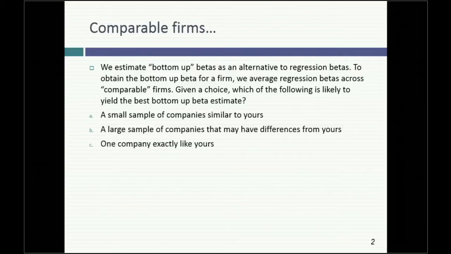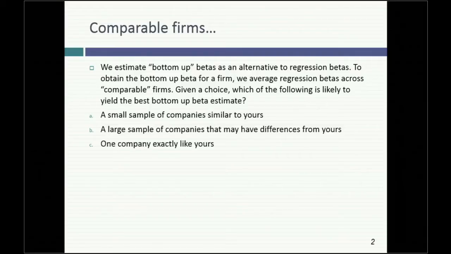Bottom-up beta is an alternative to regression beta. And in coming up with the bottom-up beta for a company, you are going to have to make some choices about how to estimate that bottom-up beta. So generically, let's assume I give you three choices of groups of companies that you're going to get a beta from. So here are the three choices. One is you can get a small sample of companies that look very much like yours in terms of market cap. That's your first choice.